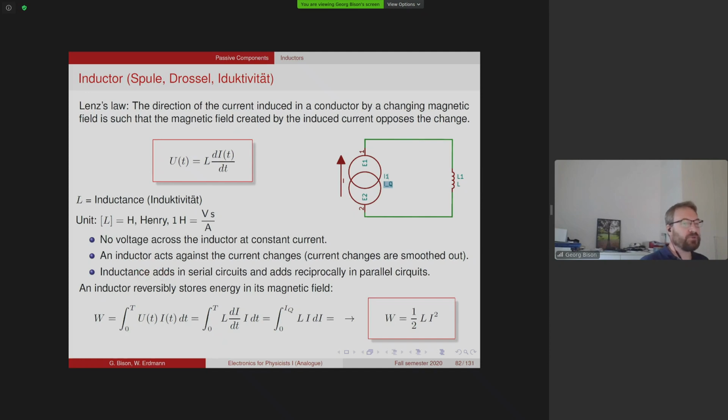Inductances add if we put several inductors in series, and they add reciprocally if we put them in parallel. As I said, an inductor reversibly stores energy in a magnetic field, and we can compute this energy using this characteristic equation in the exact same way we did for the capacitor. And we also find a very similar formula here, simply replacing the role of the voltage with the role of the current, and of course the role of the capacitance with the role of the inductance.